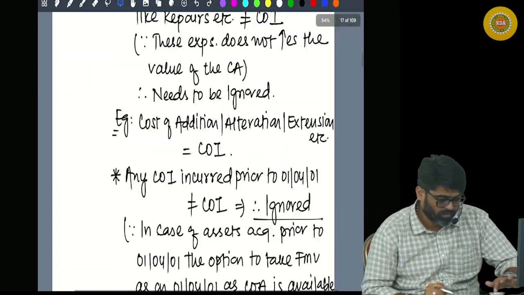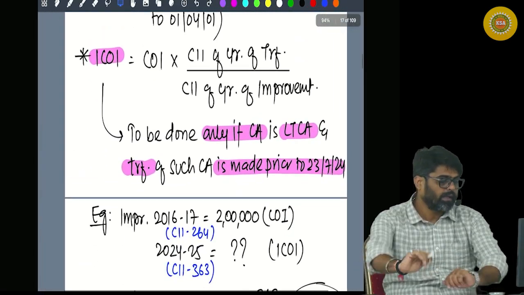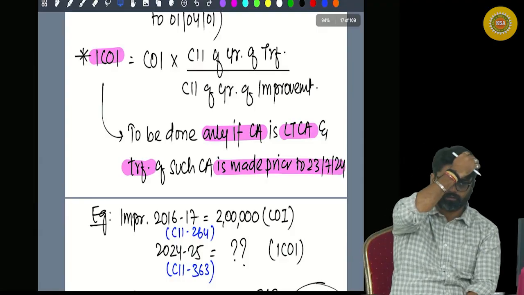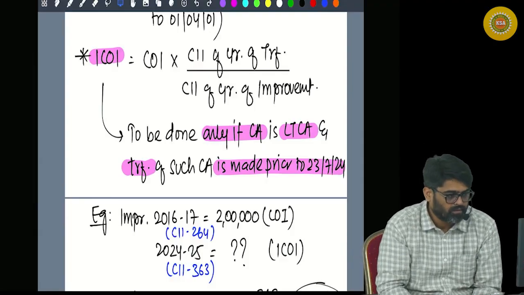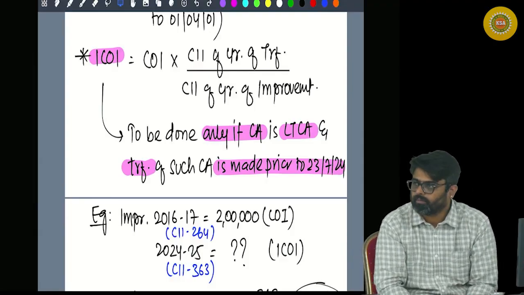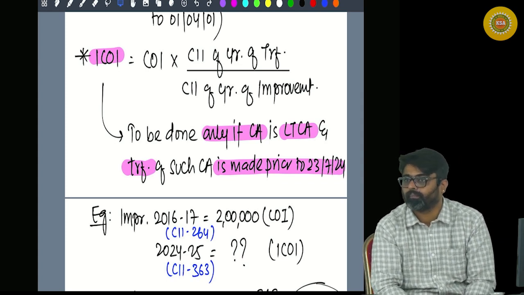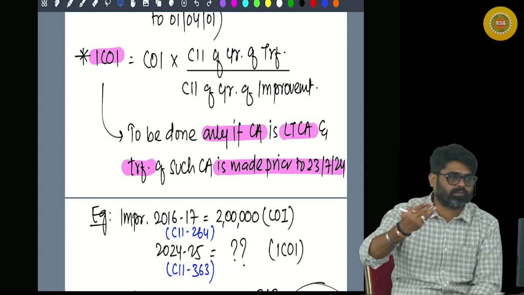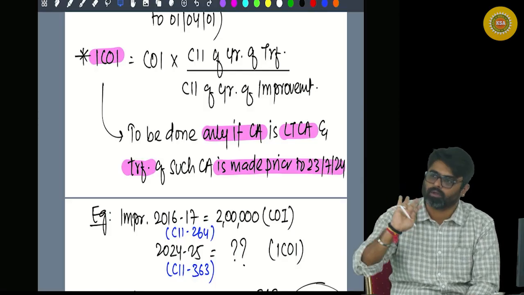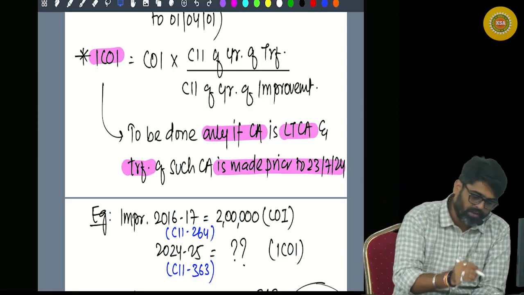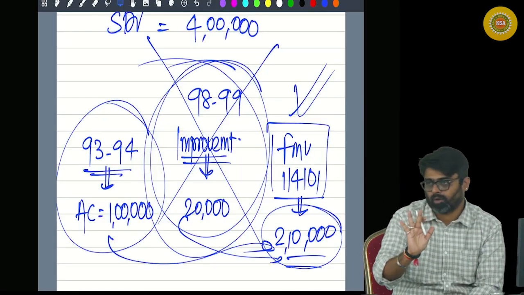Yes or no? Okay. Now let's go to indexation. How will you index? Indexation is a benefit or not a benefit? Benefit. Why? Because it inflates, it increases your cost. Now pay attention, simple logic.